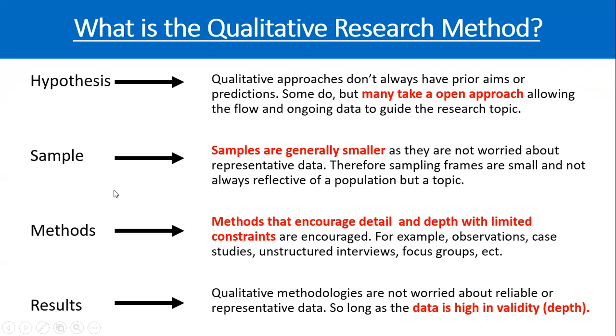Okay, and then we have the qualitative approach. Okay, and it's generally the complete opposite. It's like day and night. So in terms of hypothesis, they don't always have prior aims or predictions, and they often want to have an open approach. So they might want to know that they're studying an area. So let's use that example of poverty and fire. They might want to study that, but they don't necessarily have any prior predictions. They just sort of want to study it and leave their methodology open and their possibilities to research things open.